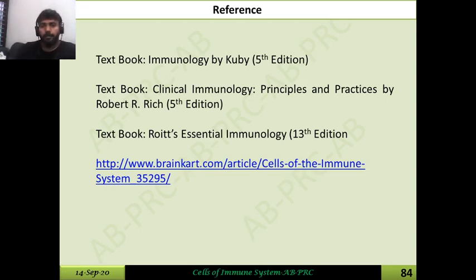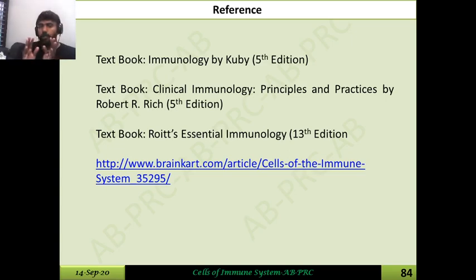So this is about the cells of the immune system. So we wind up here. I'll brief once again. We started with hematopoiesis, then we listed all the cells, then started the discussion with the lymphocytes, in which we had B cells, T cells, and NK cells. Then we continued the discussion with dendritic cells, right? Then macrophages. Then granulocytes. Within the granulocytes, we have seen neutrophils, basophils, and eosinophils, and finally the mast cells.